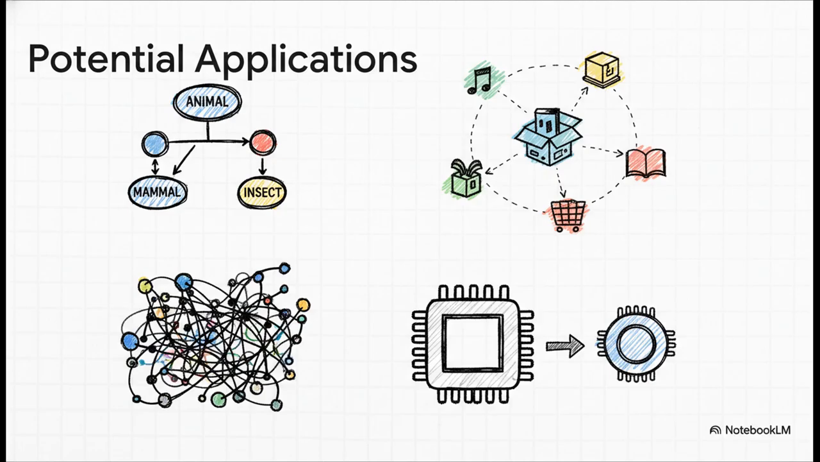Just imagine a search engine that actually understands that a poodle is a type of canine, which is a type of mammal, or a Netflix that gets the subtle, branching relationships between movies. We could map out incredibly complex things, like protein interactions or social networks, with way more accuracy. It's all about building an AI that has a more intuitive, geometric understanding of the world.